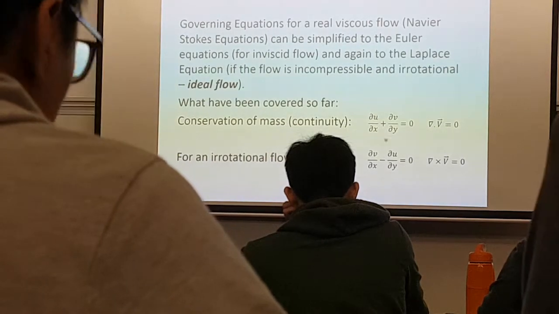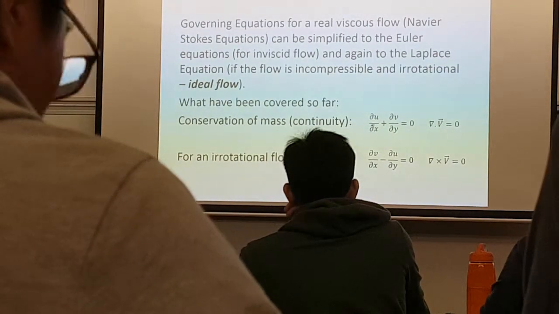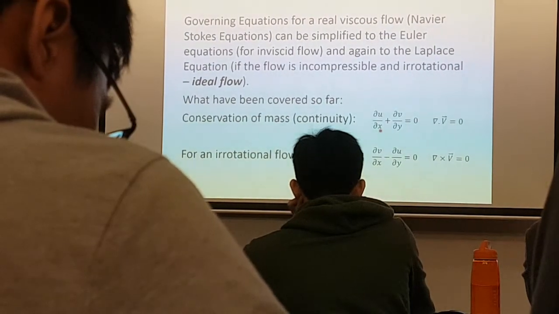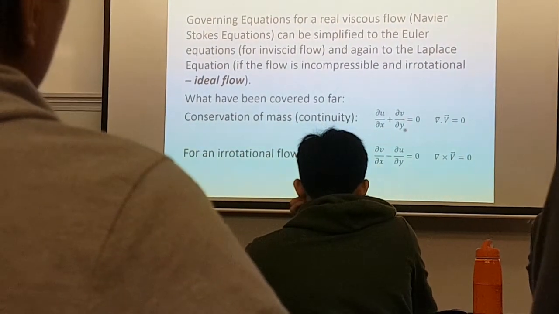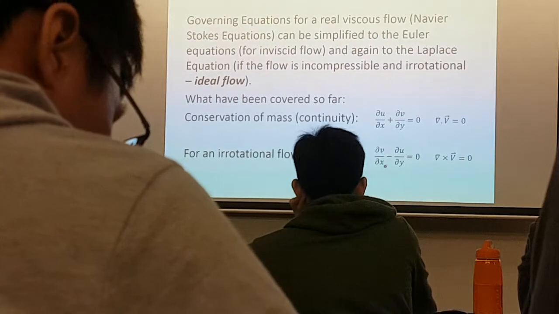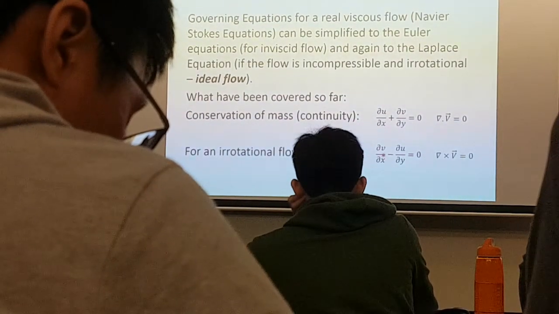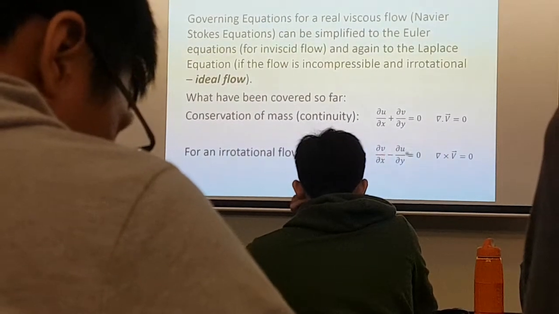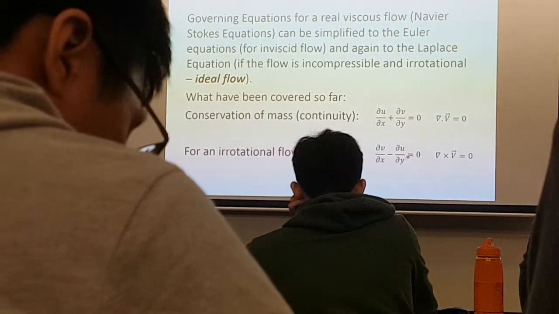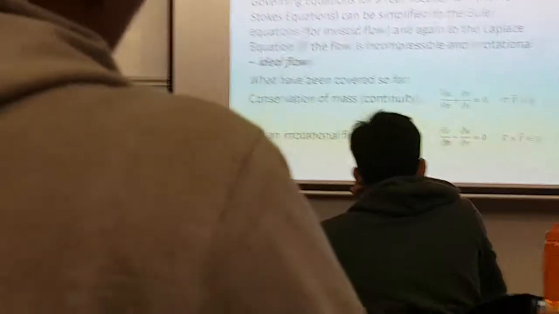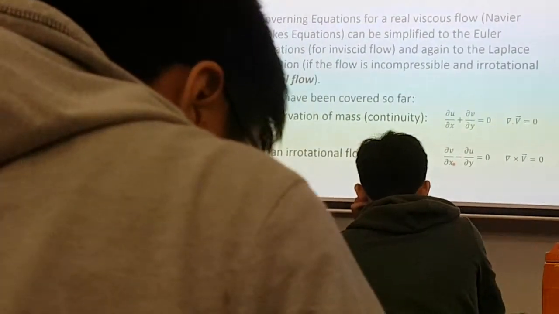Please note the subtlety, or the difference, in this. This is du over dx, which means it's your axial velocity over your axial distance. This is your vertical velocity over your vertical distance. But when you talk about rotational flow, it's different. This velocity gradient is different from that, which means the axial velocity must vary in the vertical direction. Please think of this difference. It's very, very important.